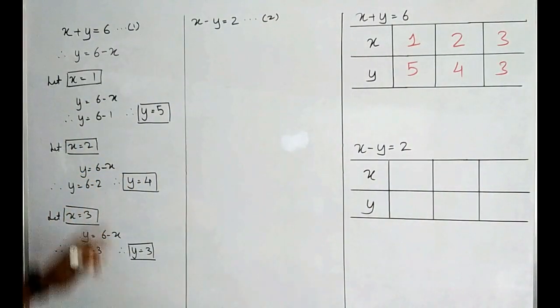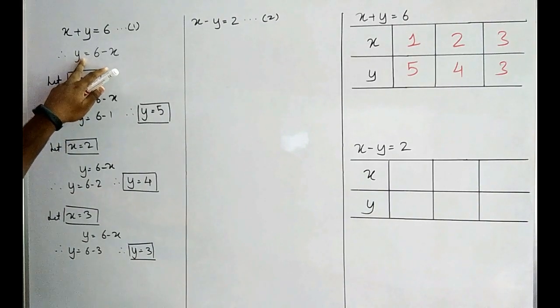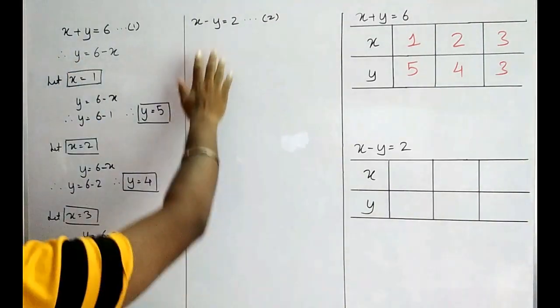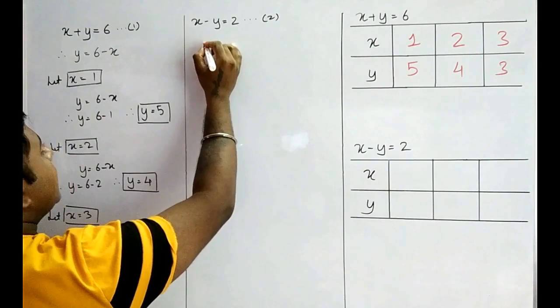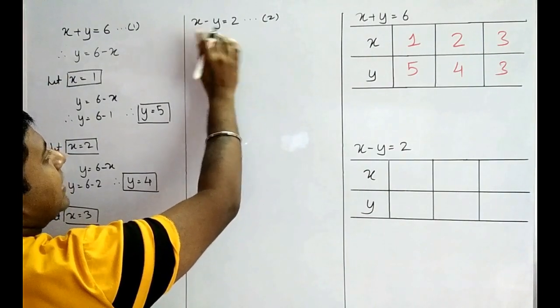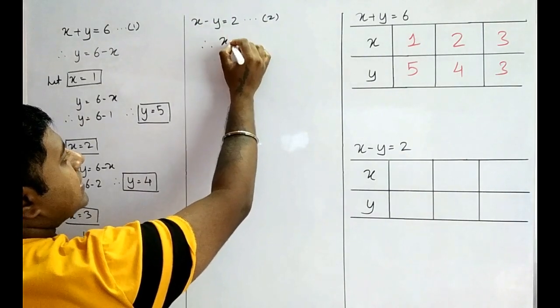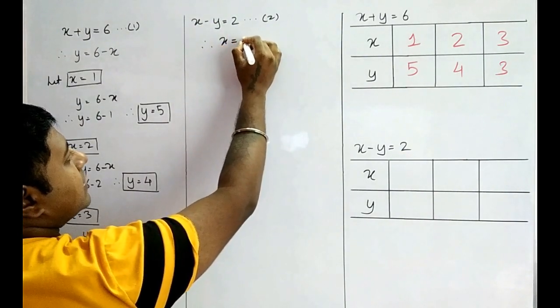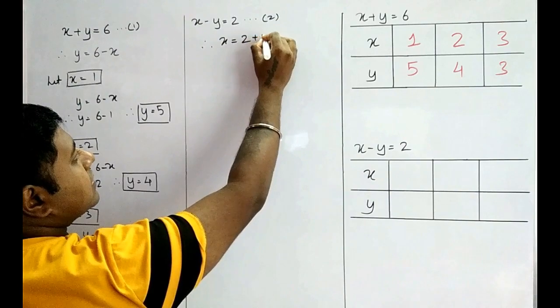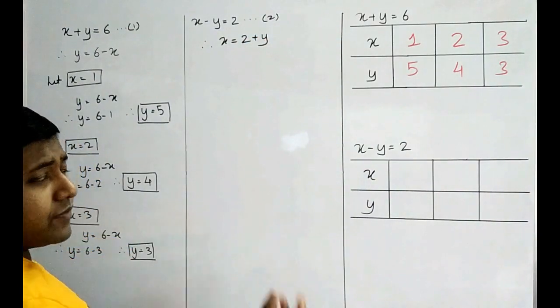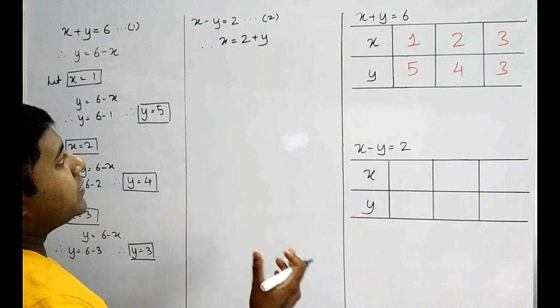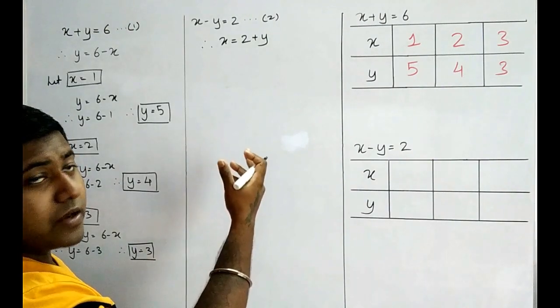Again, in the first equation we found the value of y. In this, we'll find the value of x. Therefore, x as it is, we'll transfer y from LHS to RHS. So it will become x is equal to 2 plus y. Now we have got an equation. Let us assume different values of y and find the value of x.